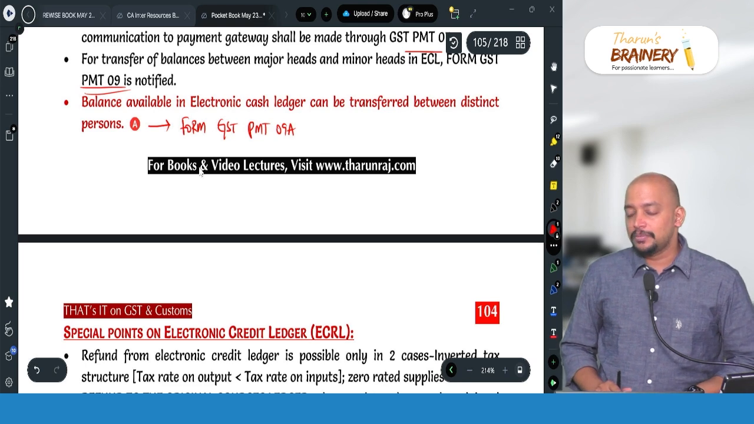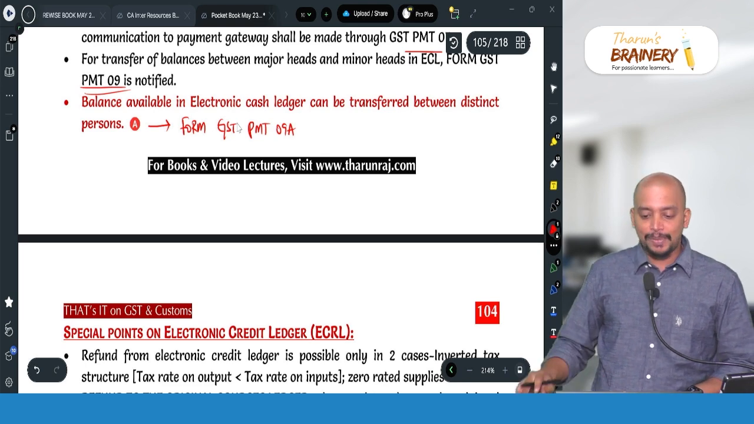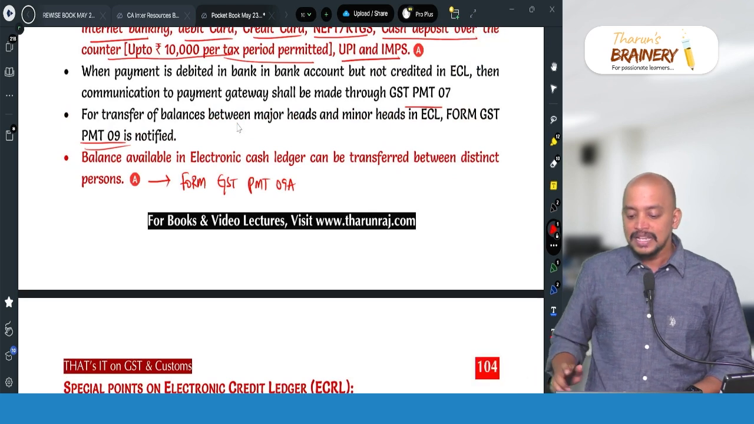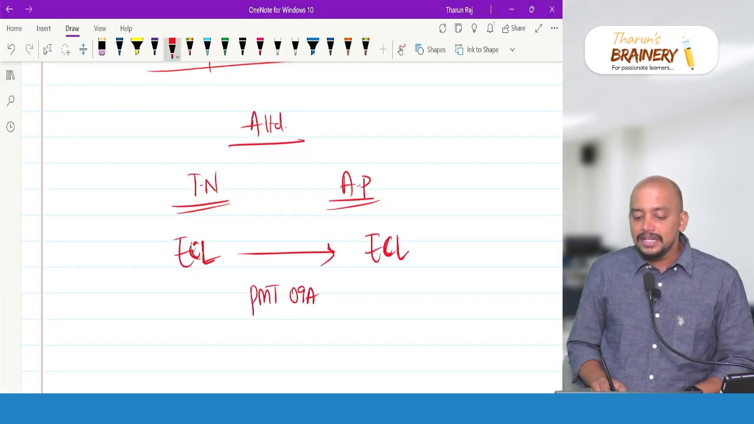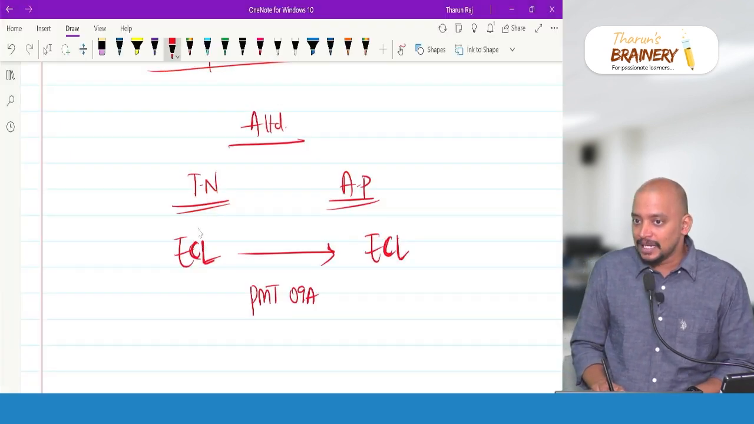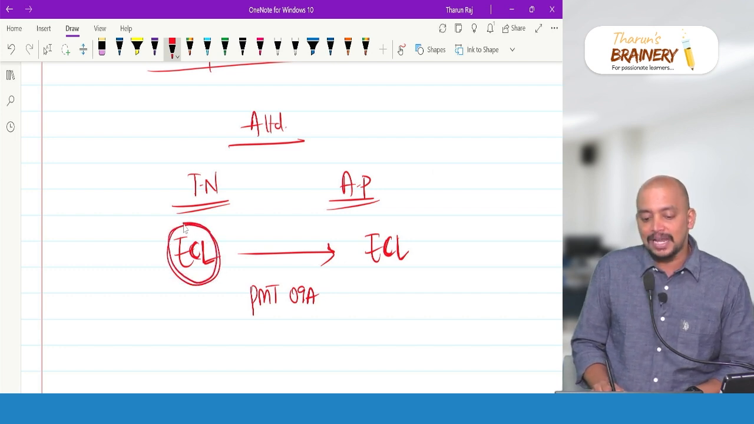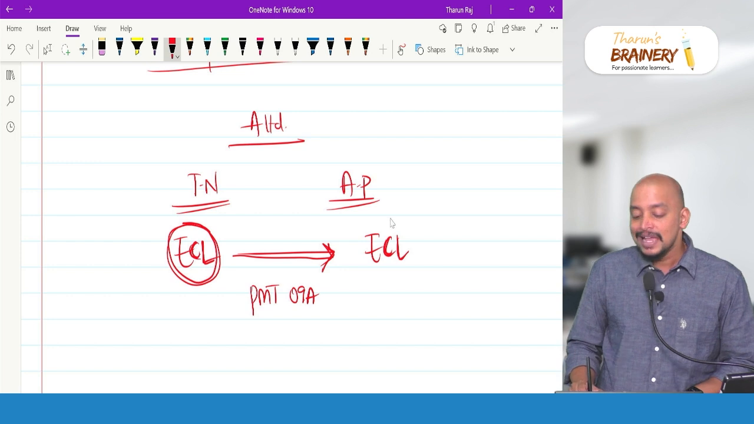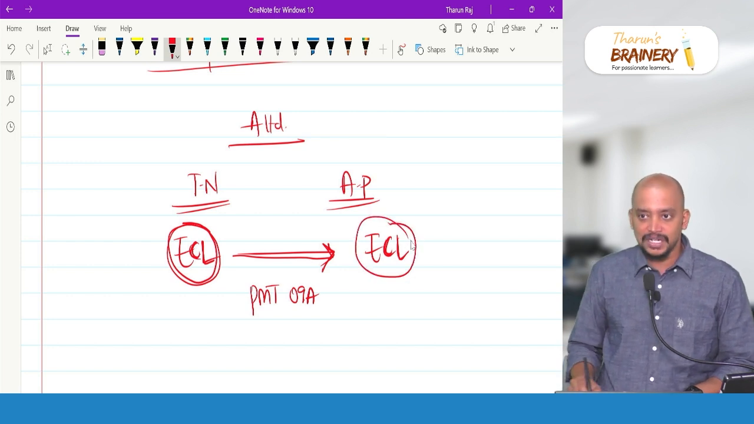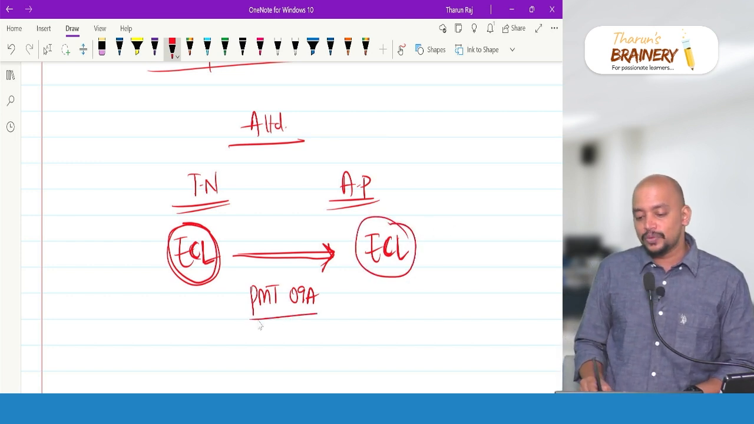Form GST PMT 9A is the form for transfer of balances between distinct persons. But one condition is that there should not be any pending liability. It means we have utilized all the liabilities, but still there is some balance in the cash ledger. That can be transferred to the cash ledger of a distinct person in another state, and any cell to any cell it can be transferred. Okay. So, for that, what is the form?